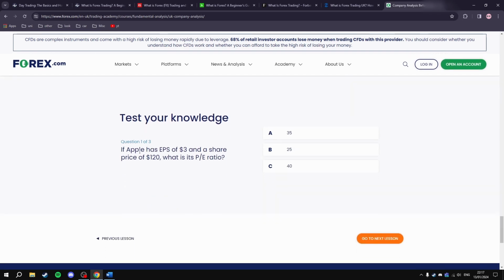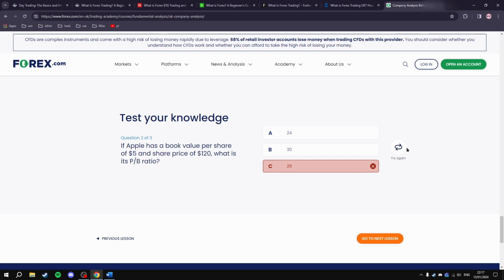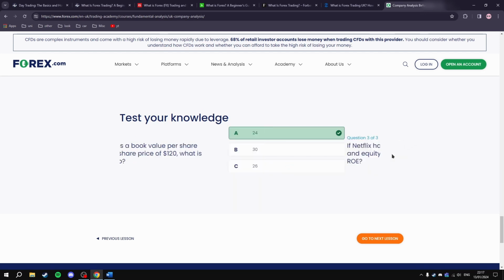Test your knowledge. If Apple has EPS of $3 and a share price of $120, what is its PE ratio? PE is price divided by earnings, so 40. If Apple has a book value per share of $5 and a share price of $120, what is its PB ratio? Price 120 divided by 5. That is 24.